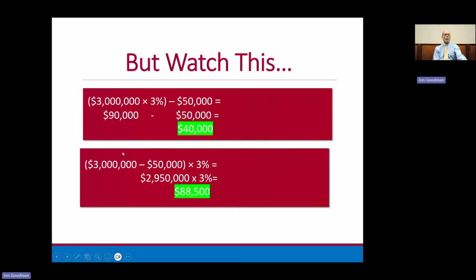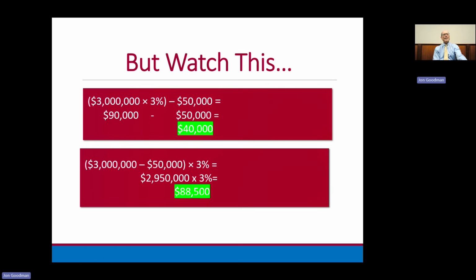Well, what the buyer side broker thought that meant was if the sales price was 3 million, that there would be a subtraction from the 3 million of 50, and then that would get multiplied by the buyer side broker's commission of 3%, so that the buyer side broker's commission would be this $88,500. But that's not what the seller expected.